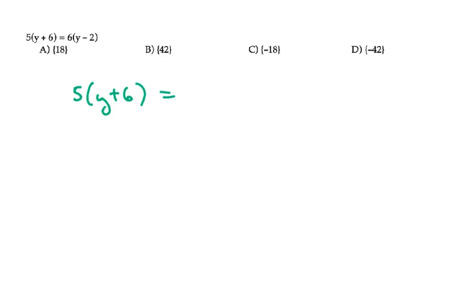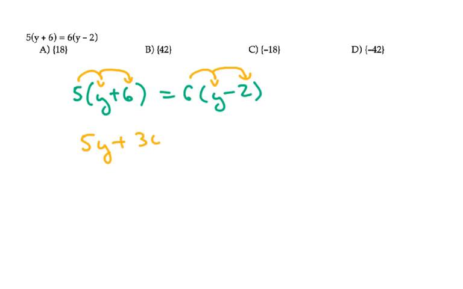All right, so here we have parentheses. So this is trying to scare you with the parentheses. But if you have any doubts of what to do with parentheses, you're going to do this action here, which is called distribution. So this is going to give me 5y plus 30 equals 6y minus 12.